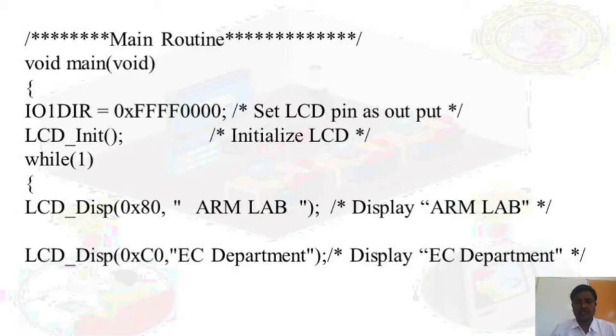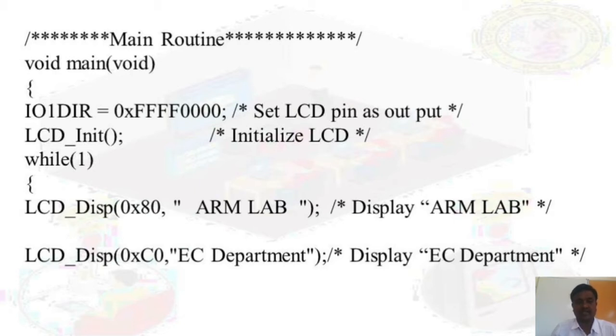Now we are writing our main routine, that is the main function of this interfacing program, void main(void), open curly brackets, IO1 dir is equal to 0xFF0000. That is, we are setting the LCD pins as output pins. This IO1 dir register gives the direction of the port pins, that is P1.16 to P1.31, making those pins output pins.